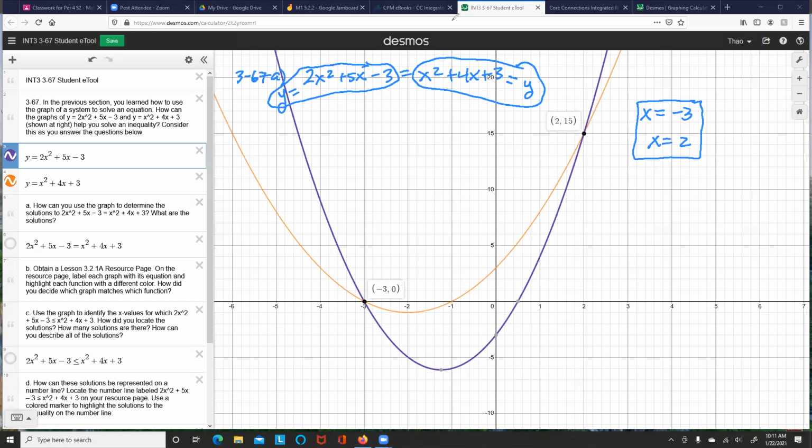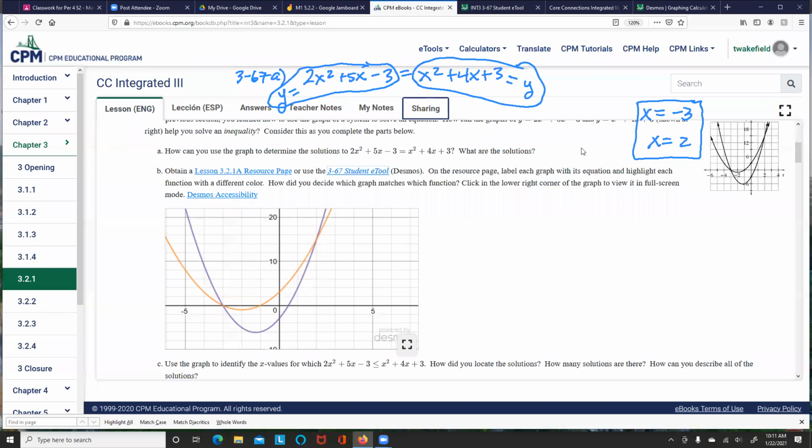Okay, if I go back to the book to see what else we have to do. So that was what our solutions are. That's how we use the graph to get the solutions. For part B, obtain the resource page or use the e-tool that we were just using. Label each graph with its equation and highlight each function with a different color. So one was purple, one was orange.